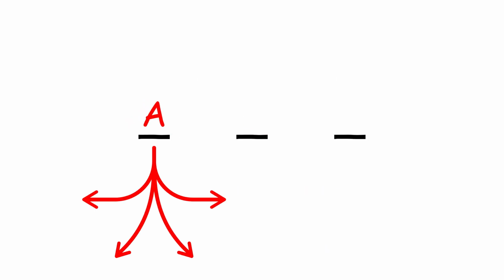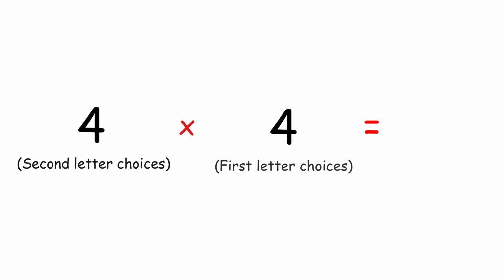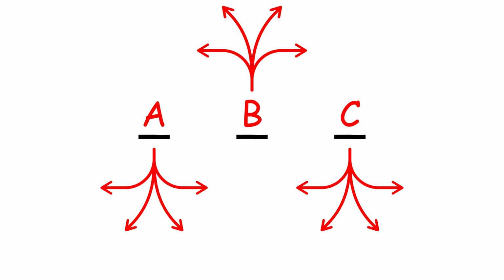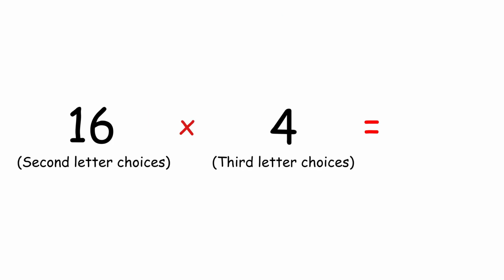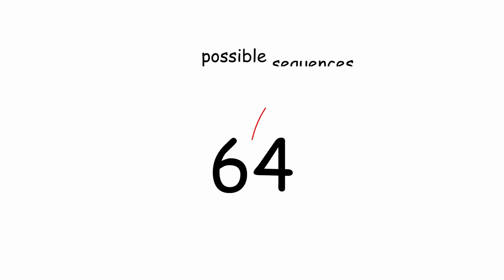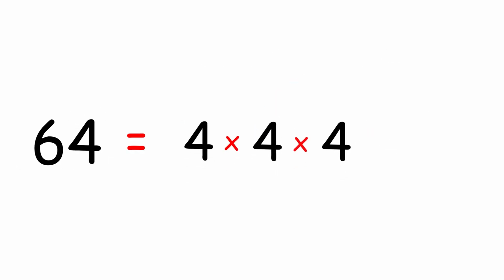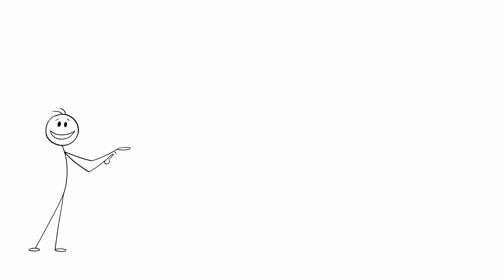Well, for the first letter of the sequence, you have 4 choices. Then you have 4 choices again for the second letter. And if you multiply that by the 4 choices for the first letter, you get 16. Repeating this logic for the third letter, we multiply by 4 again, and 16 times 4 equals 64. So we have a total of 64 possible sequences of letters, which we got by multiplying together 3 copies of 4, that is, taking 4 to the 3rd power.